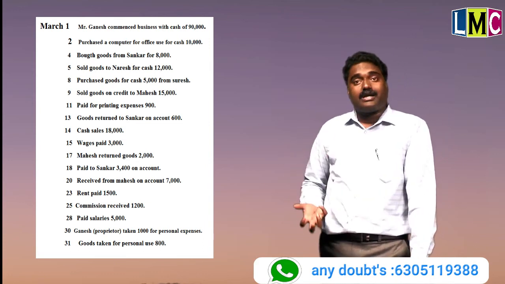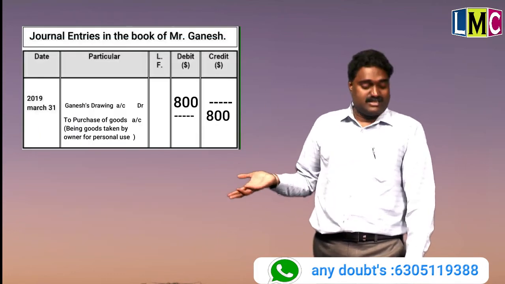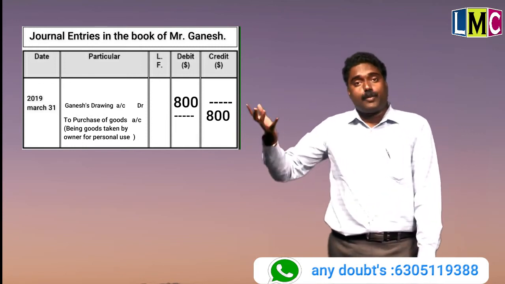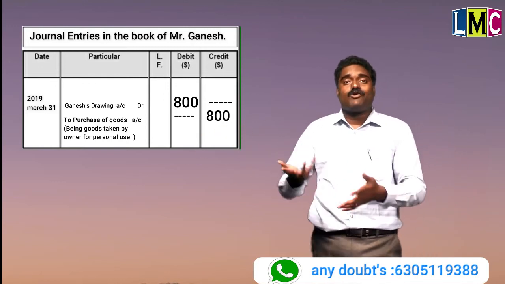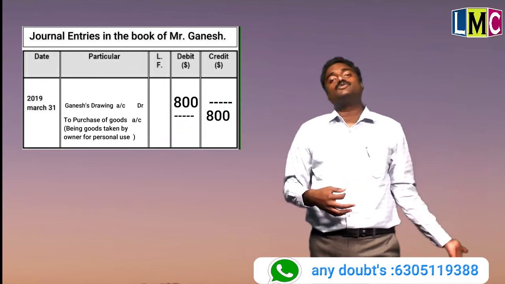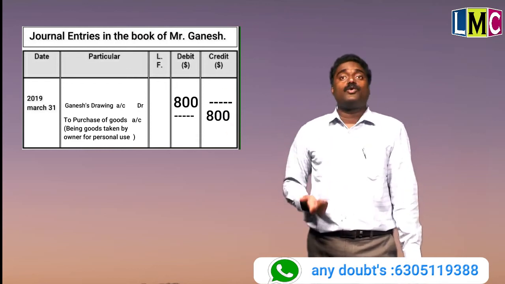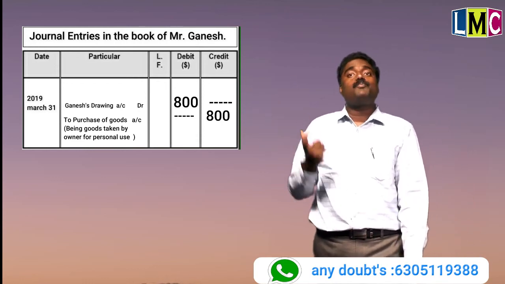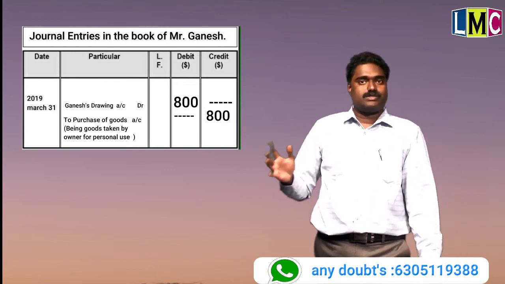So drawings account debtor to cash account. Here drawings is coming in, cash is going out. The same way, the other transaction: goods taken for his personal use. My nature of business is selling cycles. I have taken one cycle for my personal use, for my household use. Then my purchase book gets affected. So drawings account debtor to purchase of goods account, or drawings account debtor to purchases account, being purchases made for personal use.